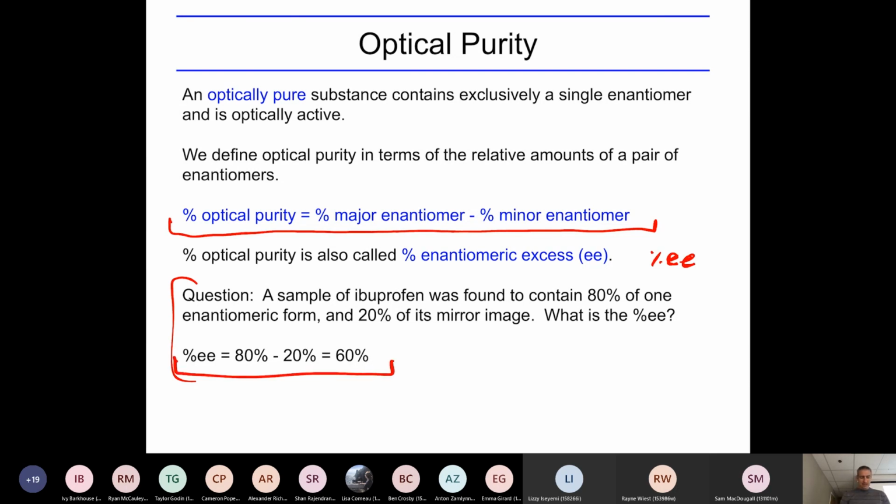So percent EE is telling us how much excess we have. So it's almost like the 20% of the mirror image cancels out 20% of the original. And what we're left with is 60% excess.